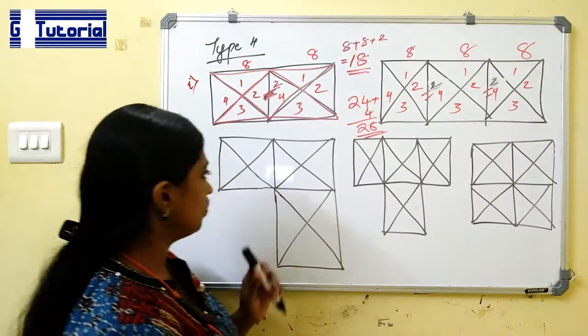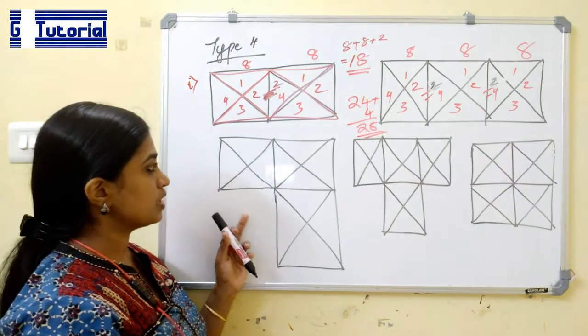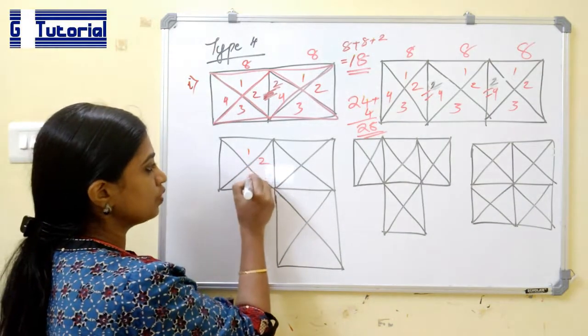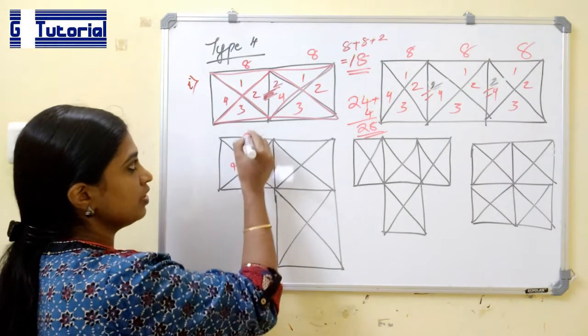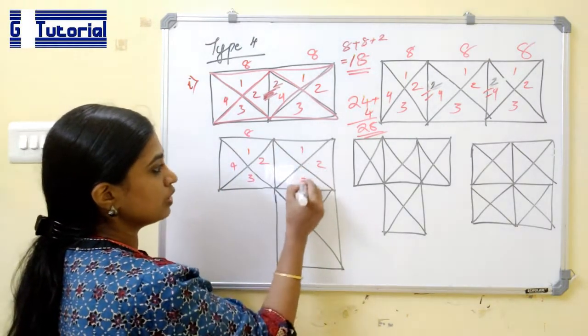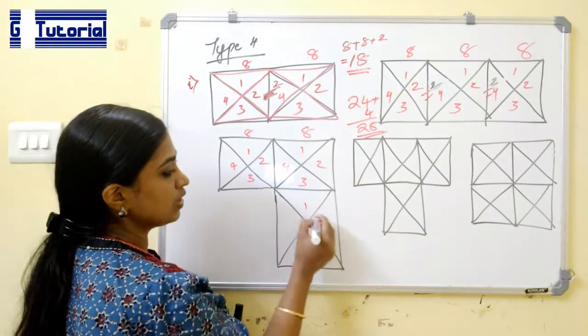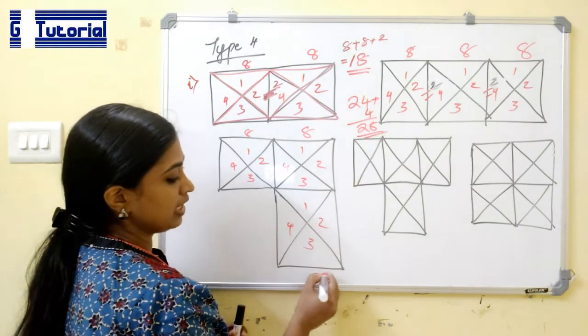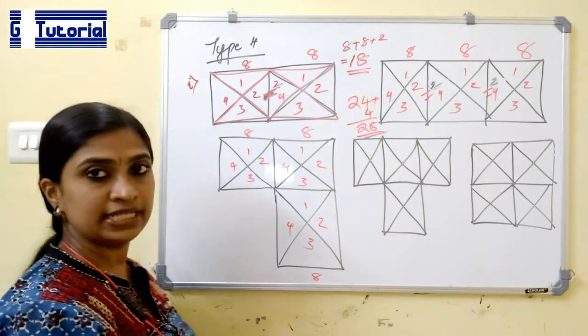Okay, now we can move on to the third question. Let us number it 1, 2, 3, 4. So the number of triangles in this square is 8. Here also 1, 2, 3, 4. 8 triangles. Here also 1, 2, 3, 4. 8 triangles. Now we can see how many partitions are there.